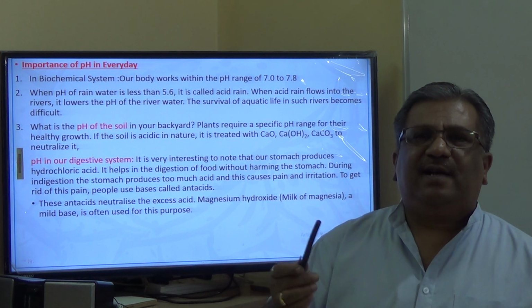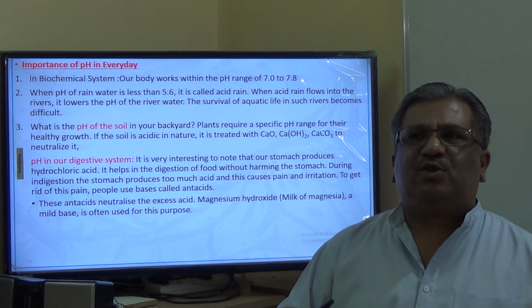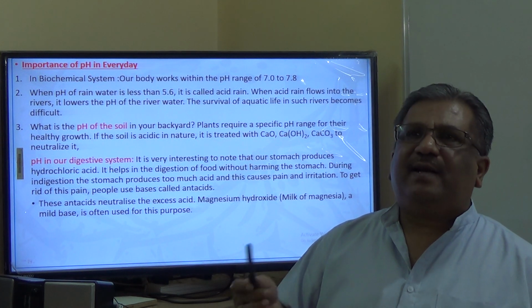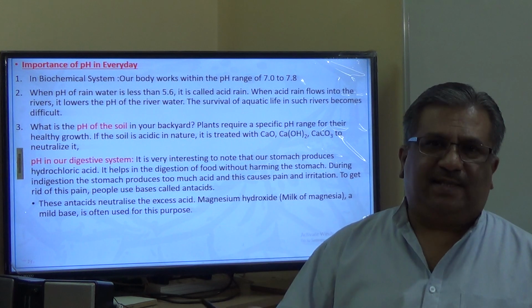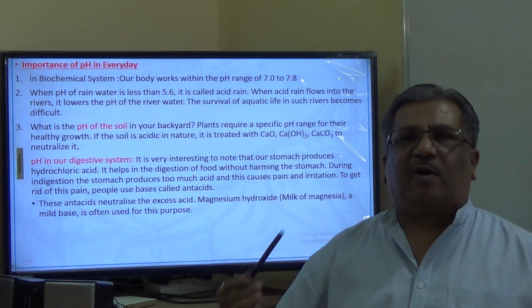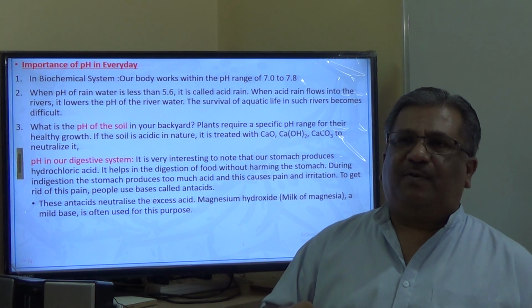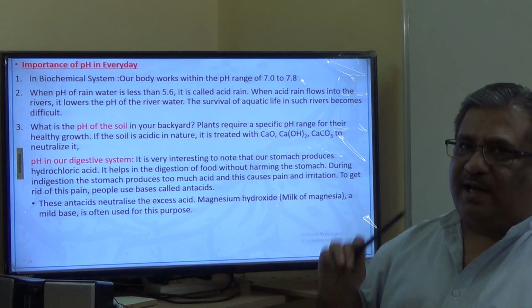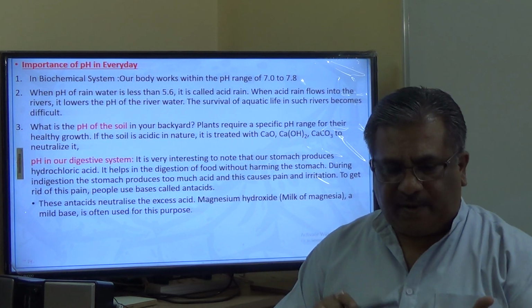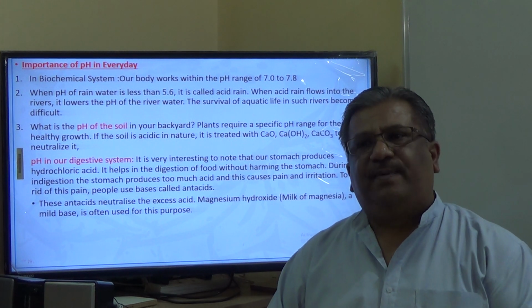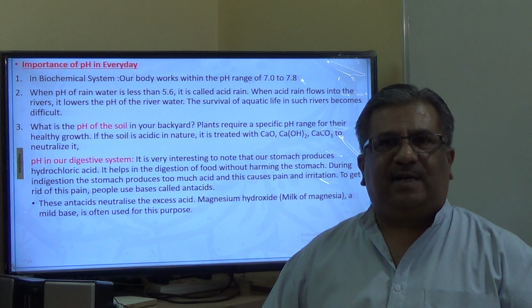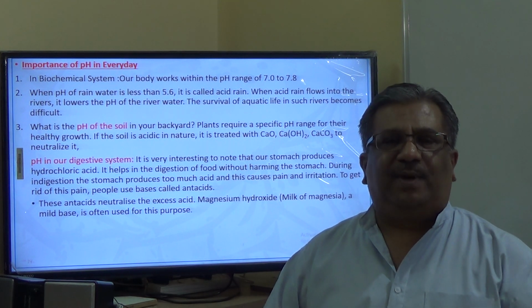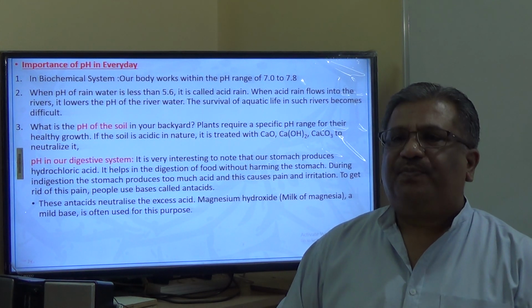Basically, the increase in acidity of the stomach leads to irritation, and in that case we take certain antacids. What do they do? They neutralize it so that the pH is brought back to normal conditions. And therefore the pH of the digestive system is also important. One is due to indigestion: if the acidity increases, we feel irritation, and we can take antacids, neutralize it and bring it to the normal condition.